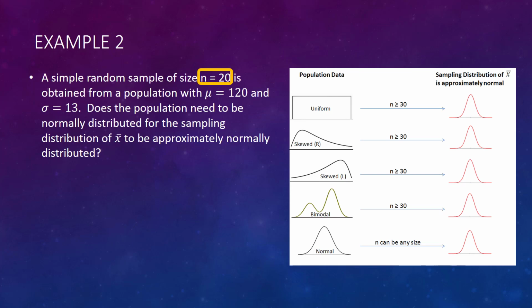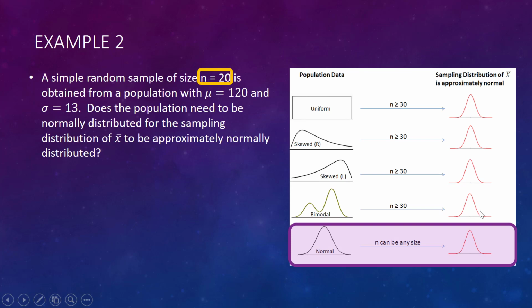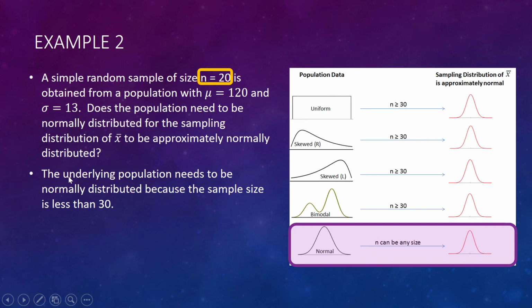Well, the key here is that our sample size is 20. So looking over here at our central limit theorem, in order for our sampling distribution to be normally distributed and to allow n to be less than 30, then our population does have to be normally distributed. So therefore, we would say that the underlying population does need to be normally distributed because our sample size is less than 30.